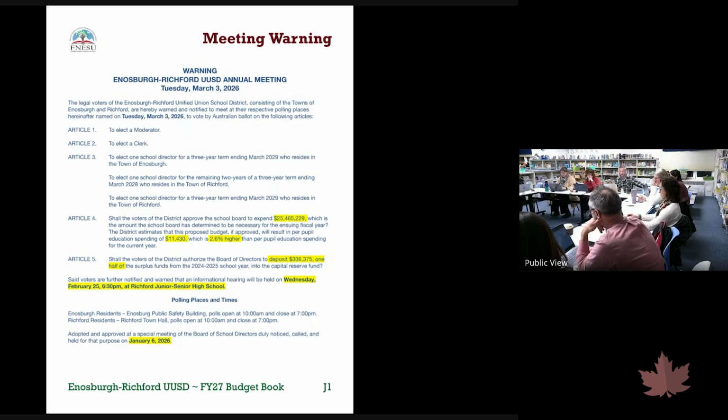Again, the $25,465 is what you spend. That $11,430, if nobody else moves, will move you from 111th to 110th or something like that. And a 2.6% increase in per pupil education spending, which I suspect is going to be much lower than many of your peers based on what I'm hearing from them. And then Article 5 would be looking for permission to deposit 1/2 of the surplus funds from 2025 into the capital reserve fund.